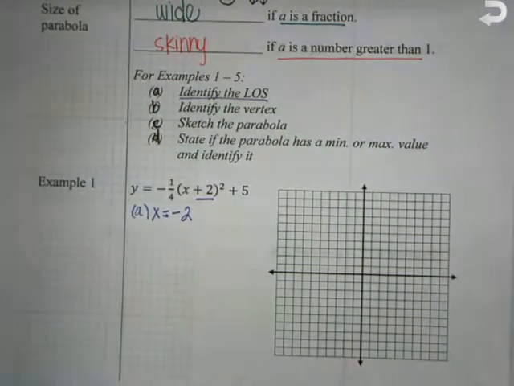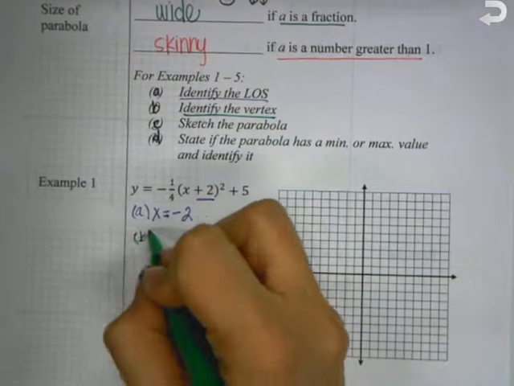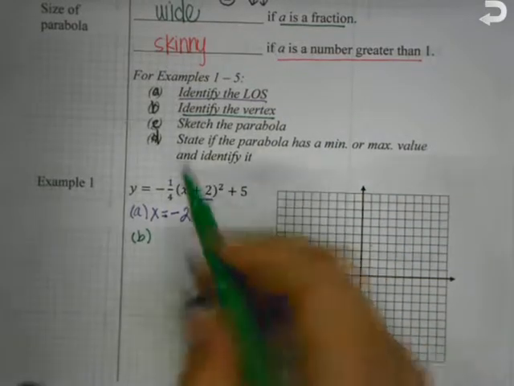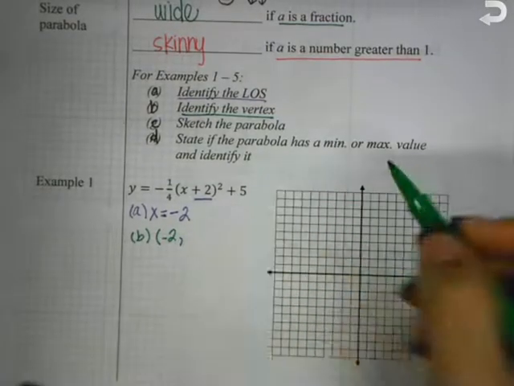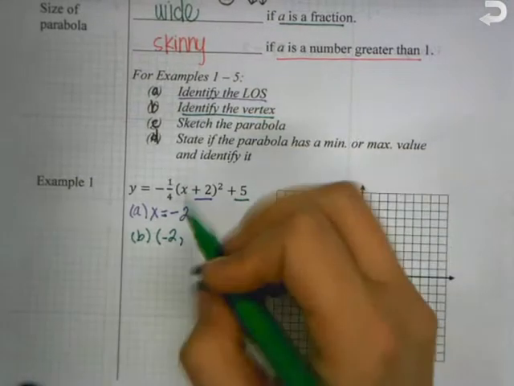Part B, identify the vertex, is just h comma k. H is negative 2. What's k? 5. Positive 5. So our vertex is just the point (-2, 5).